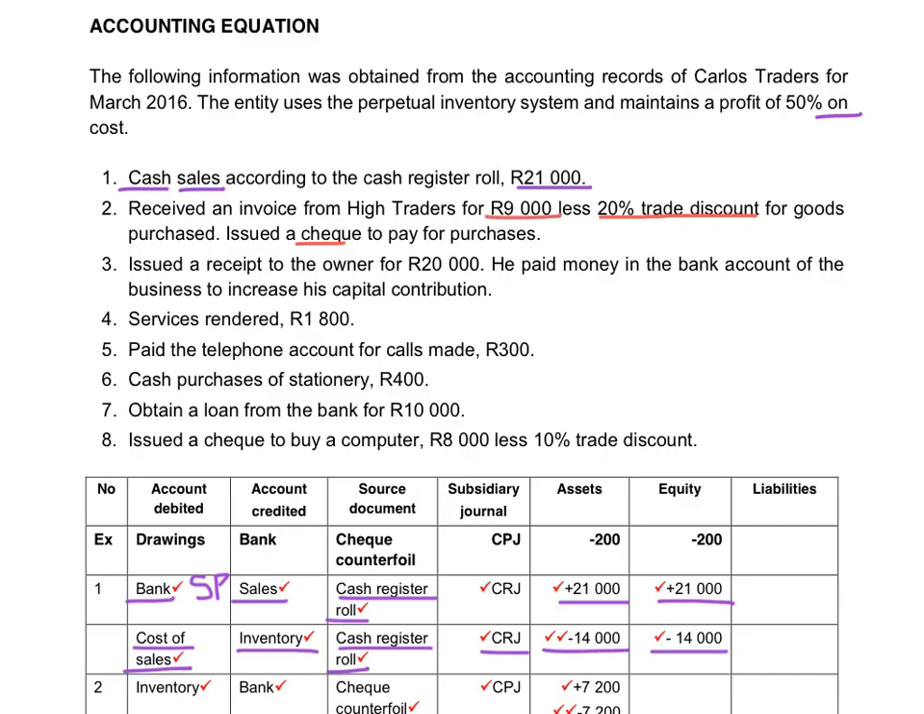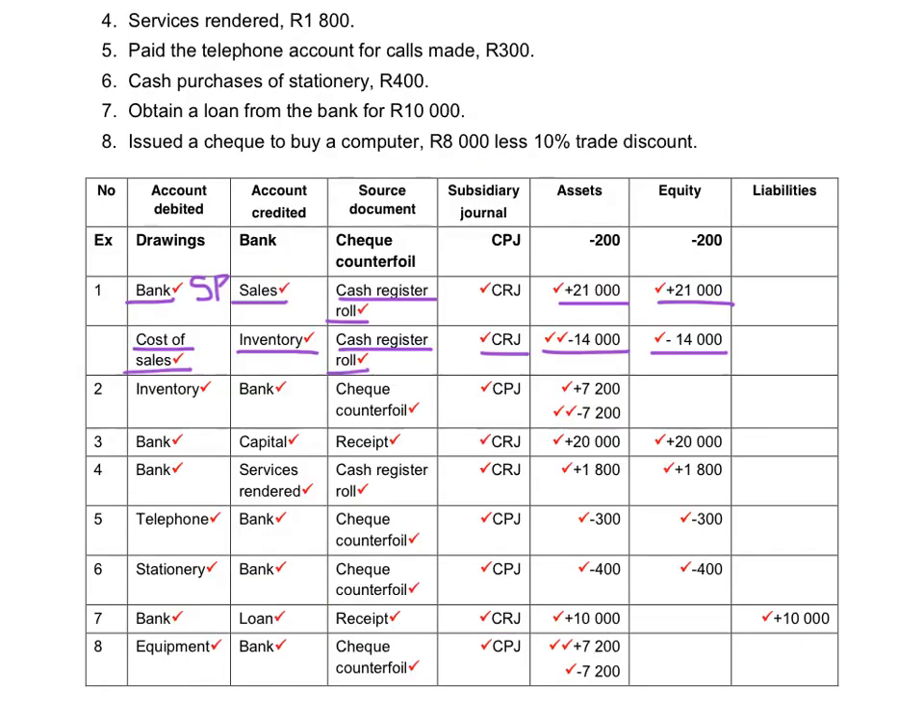What happened here? We bought goods. So if we buy goods, inventory will be the one account. We paid by check, so bank will be my double entry. Inventory was purchased, so inventory asset increased on the debit side with 7,200. The bank was decreased because we have less money in the bank, 7,200.